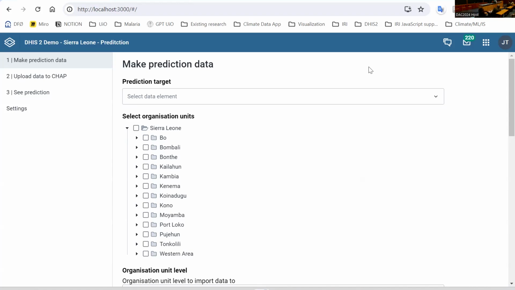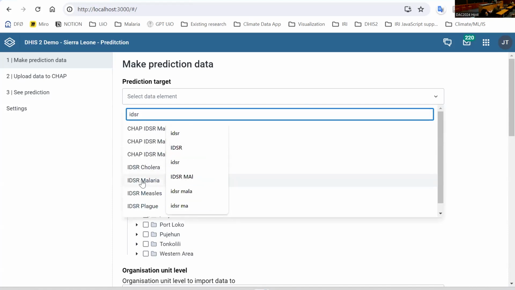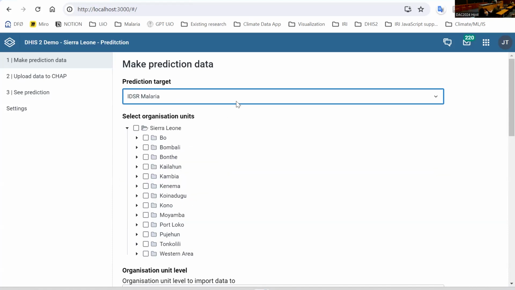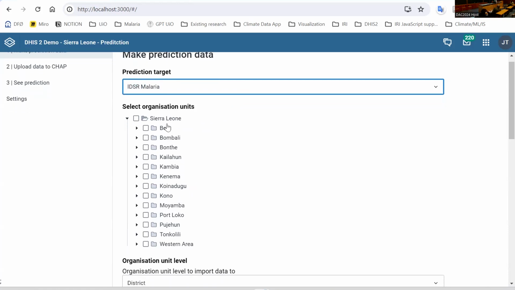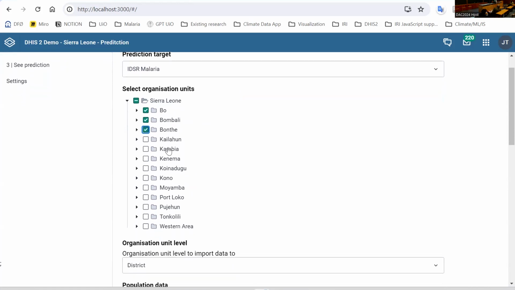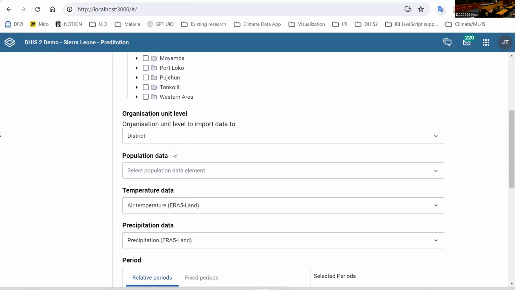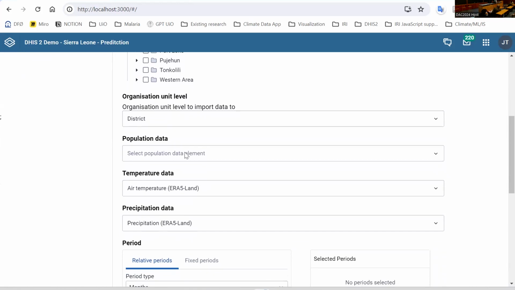So what we are doing with this application is defining which elements we are going to send to CHAP. I'm going to do that now. The first thing I select is which element I want to predict, and now I choose malaria. I also choose which district we want to do this prediction in. So we can take the tree first here. And for the level, it stays at district for now.